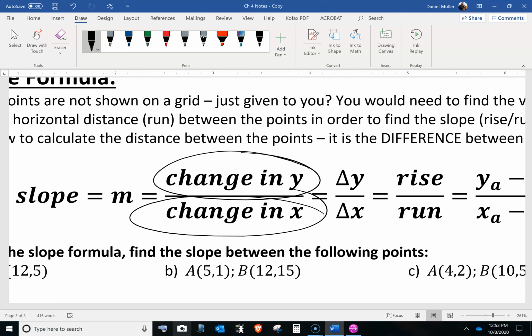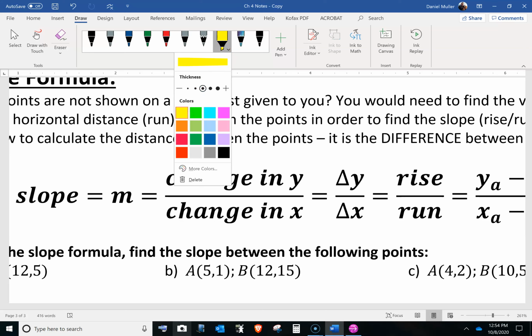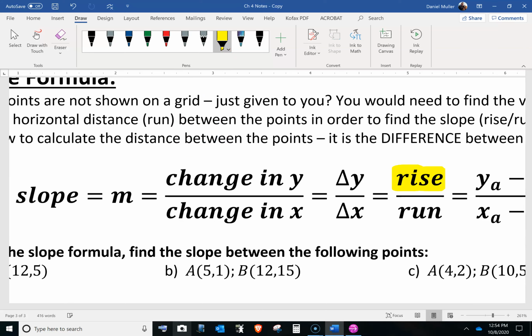It's called delta. Delta y, delta x. You don't need to know that. Just recognize it. With the change in y or delta y, that's just how much did you rise and how much did you run. So I prefer, there's lots of different ways to word this, but I prefer rise over run. To me, that's the easiest to remember.